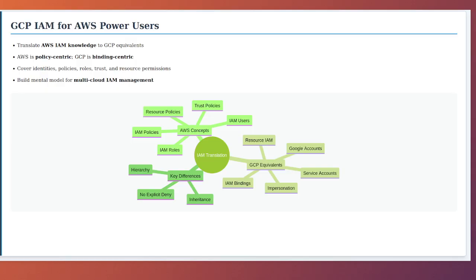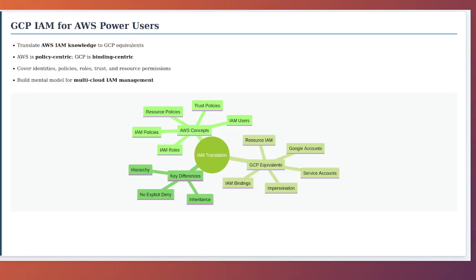The core philosophy differs between these two platforms. AWS IAM is policy-centric, where you attach JSON policy documents to identities or resources. GCP IAM, on the other hand, is binding-centric, where you bind members to roles at various resource hierarchy levels. This fundamental difference affects how you think about and implement access control.